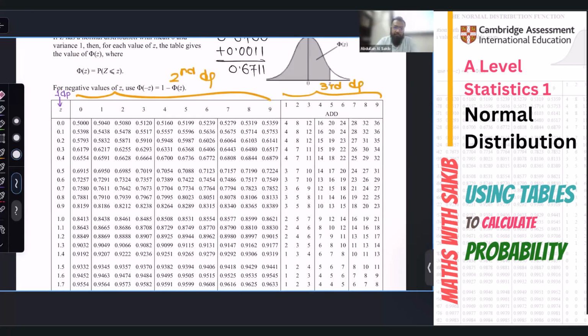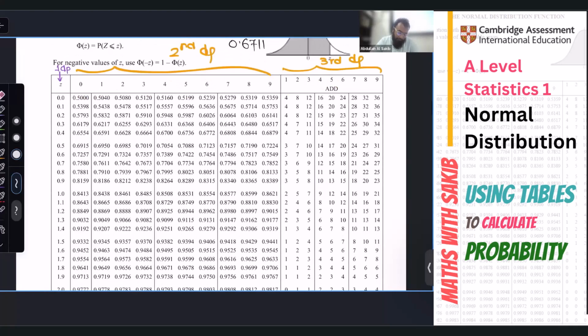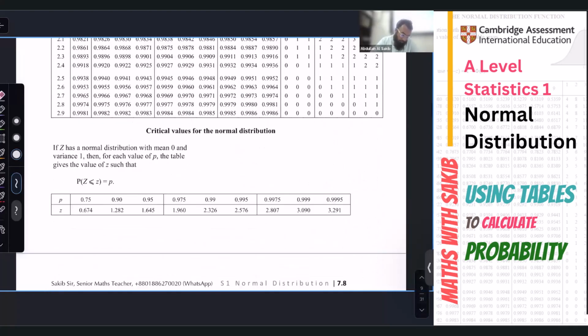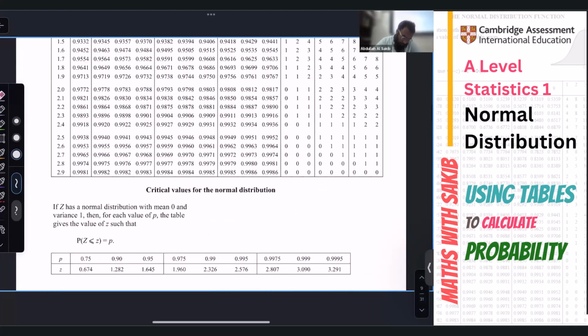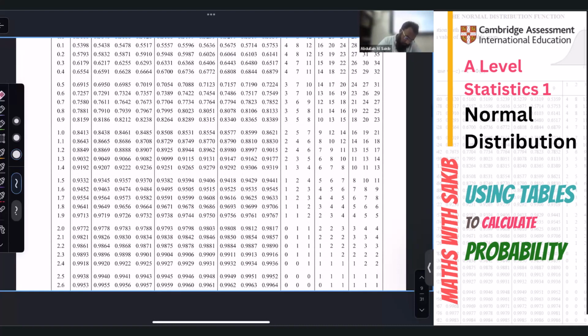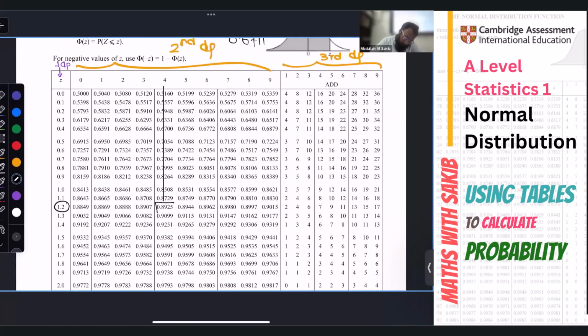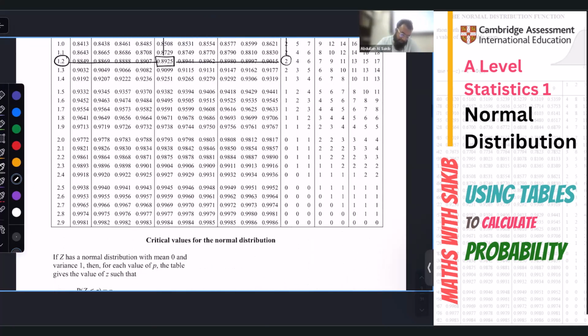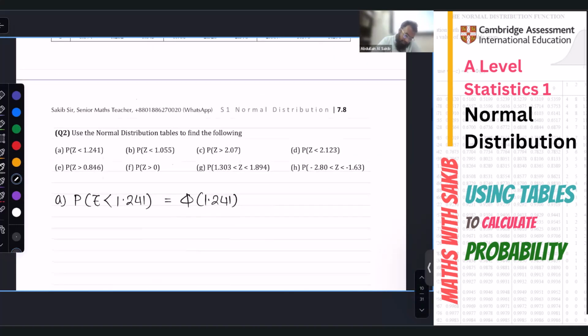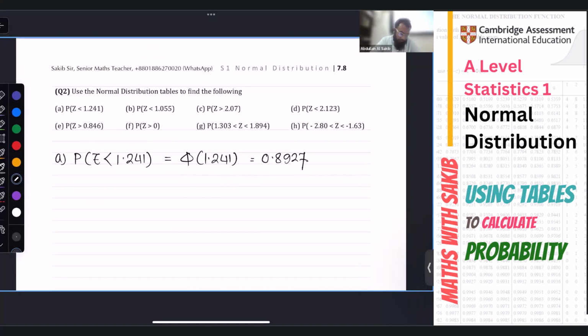Okay, my first question was 1.241. So that will be 0.8927. We have found it already some minutes before. So that is 0.8927. Done. Next, number B.